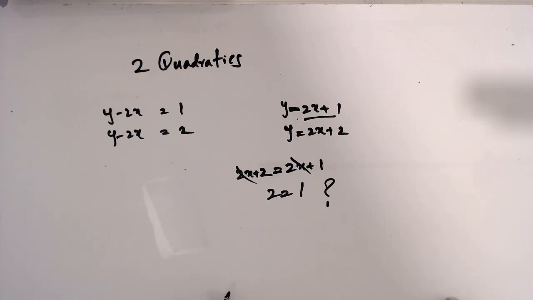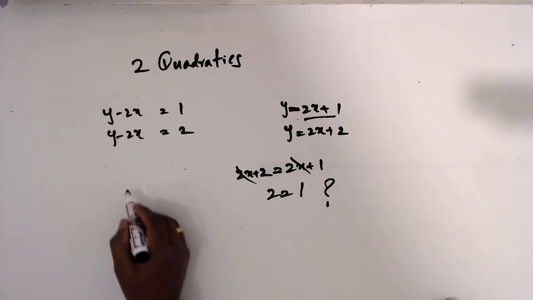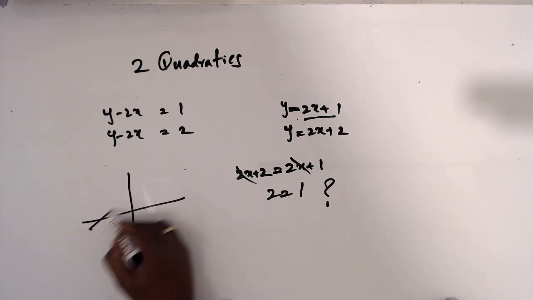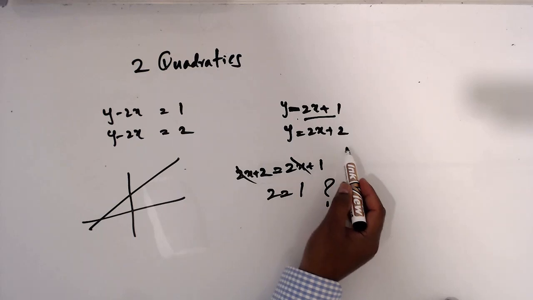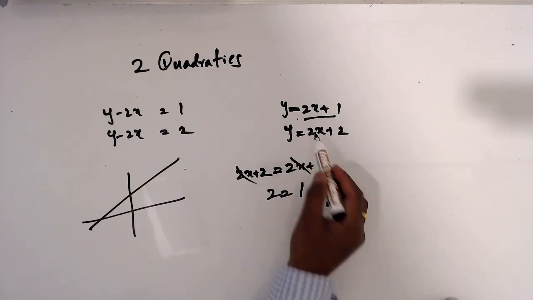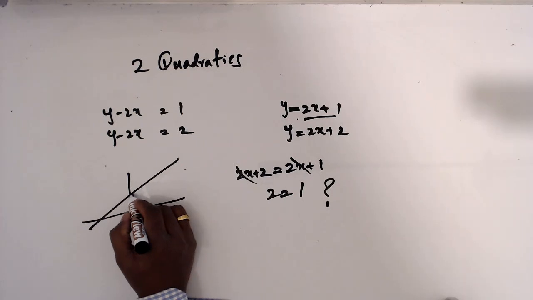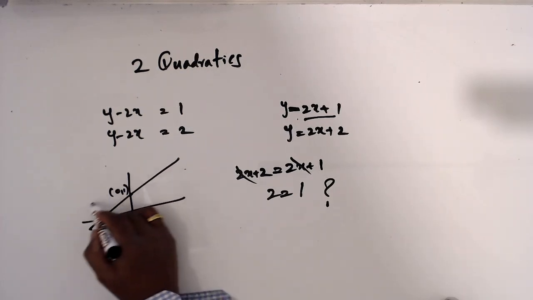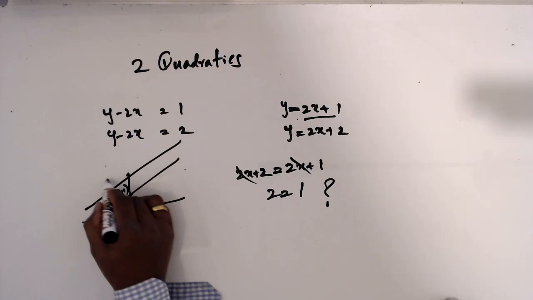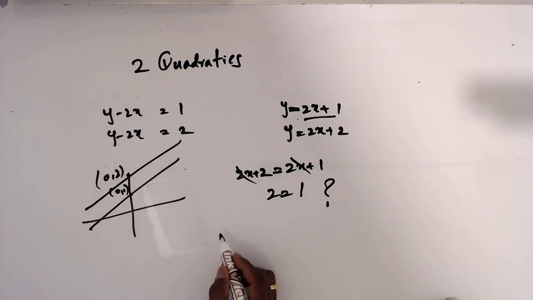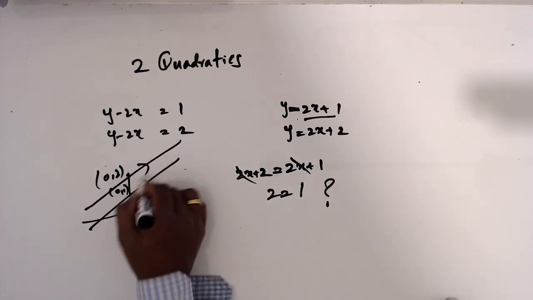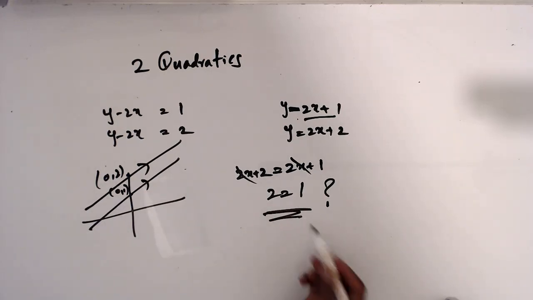Why is this happening like this? Because y equal to x plus 1 is a line, and y equal to x plus 2 is another line. Can you see the gradient of those two lines? This one breaks at 0, 1. Another one is parallel to that one, at 0, 2. Parallel lines never meet. So that's why we get an unacceptable answer, 2 equal 1.